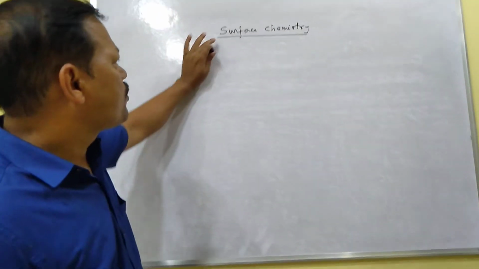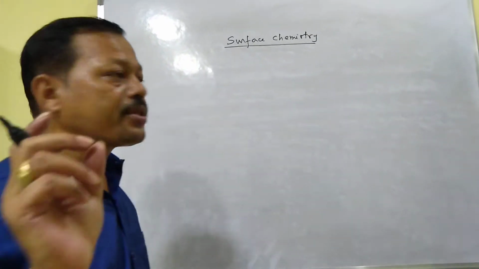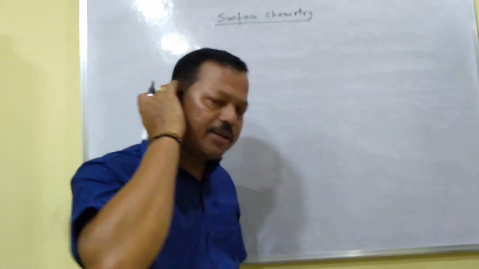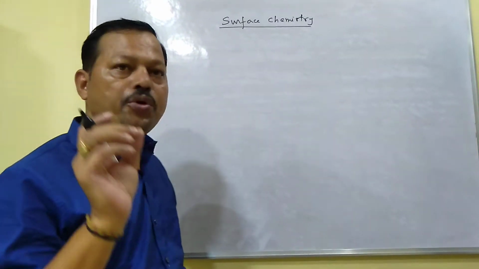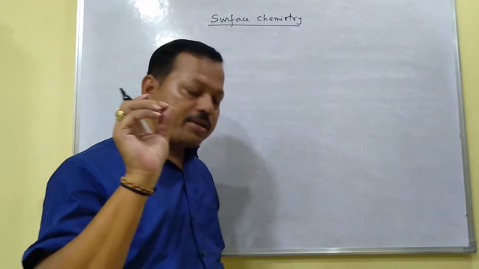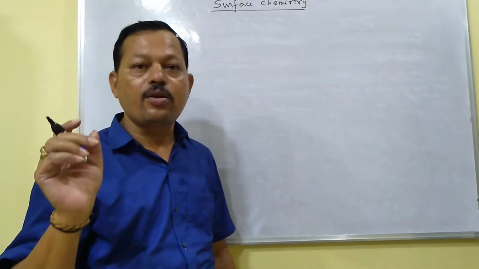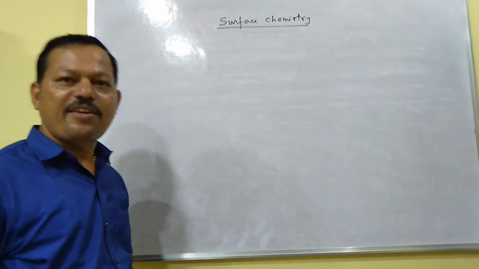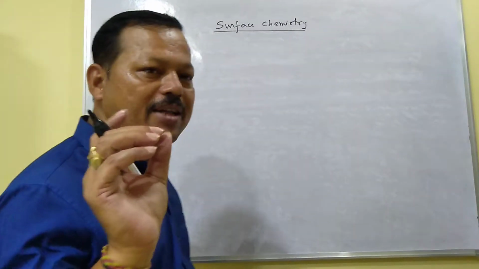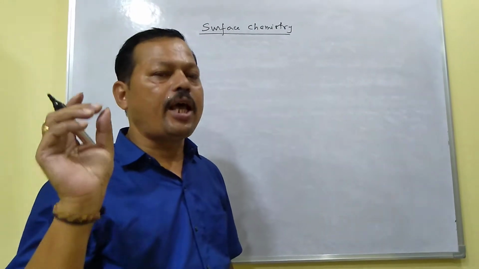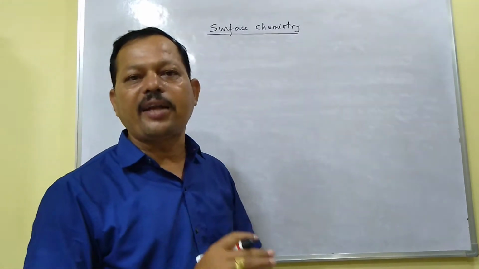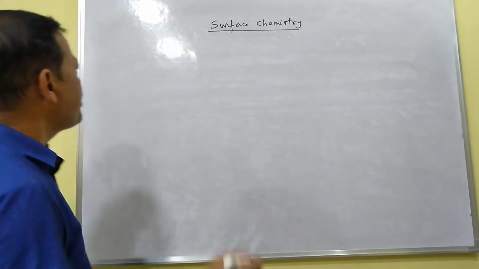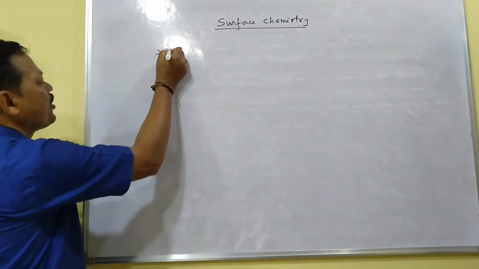So what is surface chemistry? What do we study in this chapter? It is a branch of chemistry which deals with the study of the phenomena occurring at the surface. That's why it is called surface chemistry. Now, mainly in surface chemistry you should know about adsorption.